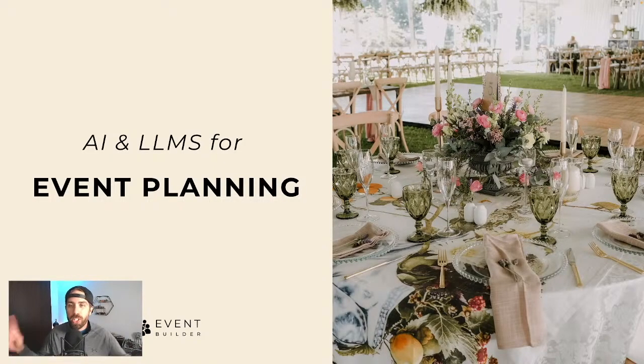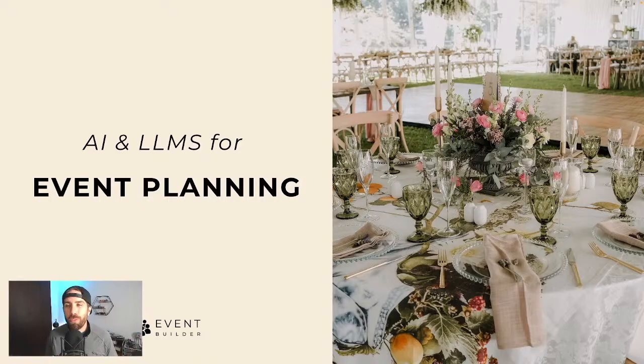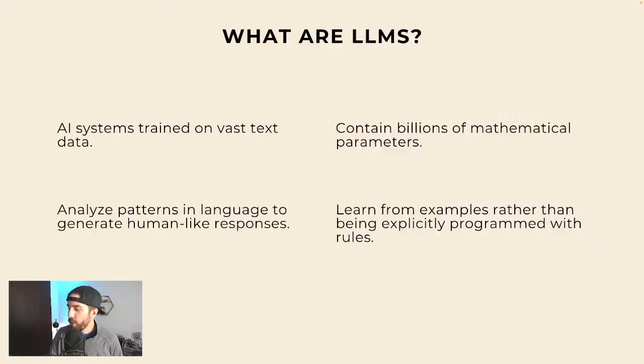And so here's today's topic: we are talking about artificial intelligence and LLMs, which stands for large language models, for event planning. What does that look like? How do we use it? And different things like that. So I've got 4 main bullet points to explain to us what LLMs are.